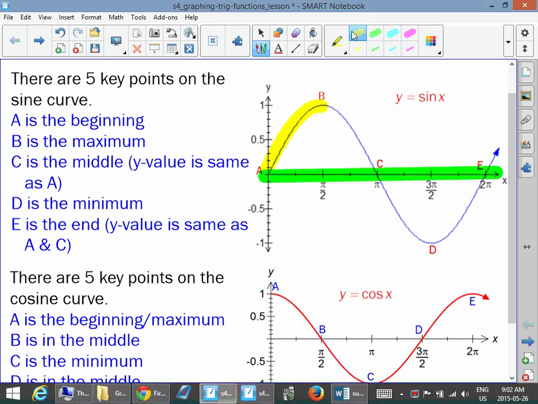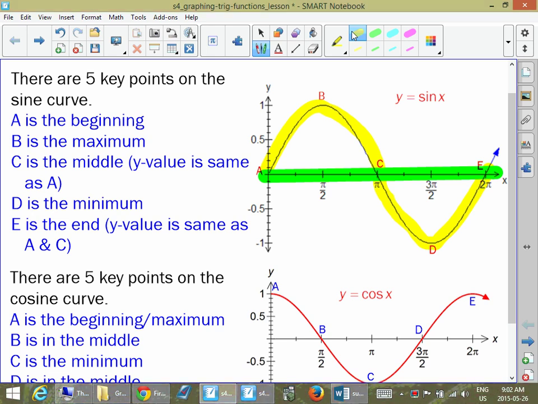The maximum is 1/4 of the way through the graph. Halfway through the graph, at pi, it comes back down to 0, or to the axis level if it's not at 0. Then it comes down to the minimum 3/4 of the way through the journey. And all the way through the journey, it comes back up to that axis. That is what the sine x curve looks like, okay?